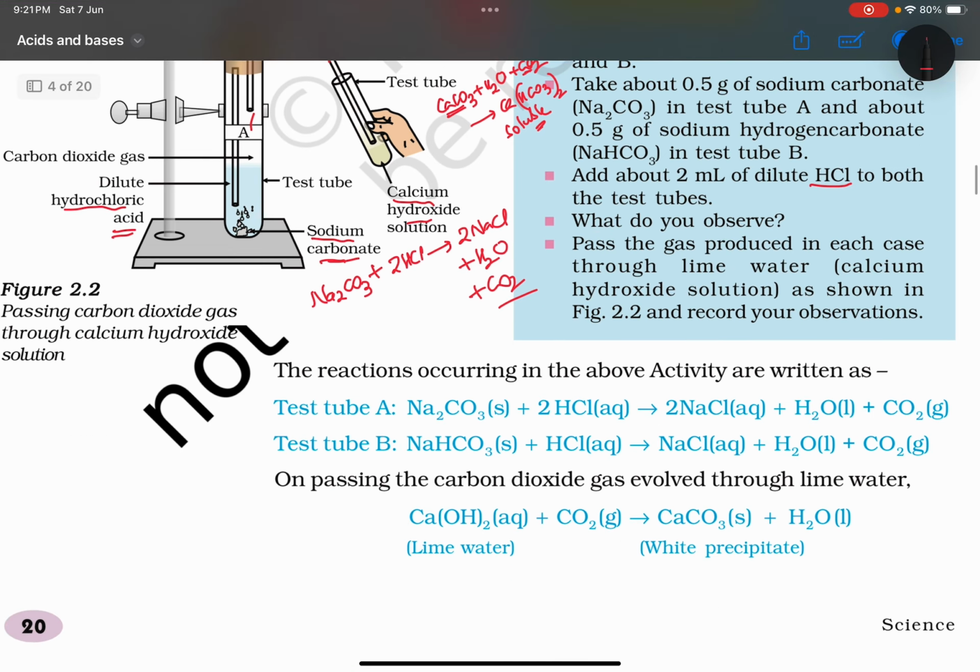The reactions occurring in the above activity are written as follows. Na2CO3 reacts with HCl to form NaCl, H2O and CO2. NaHCO3, HCl gives NaCl, H2O, CO2. The only difference is that Na2CO3 is reacting with 2 moles of HCl, whereas NaHCO3 is reacting with 1 mole of HCl. That is the only difference. Remaining all are the same. And the carbon dioxide that is passed through calcium hydroxide solution forms calcium carbonate, a white precipitate, plus water.